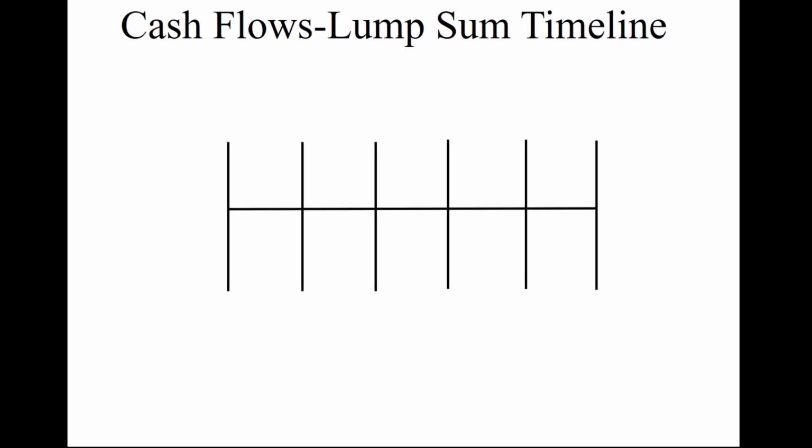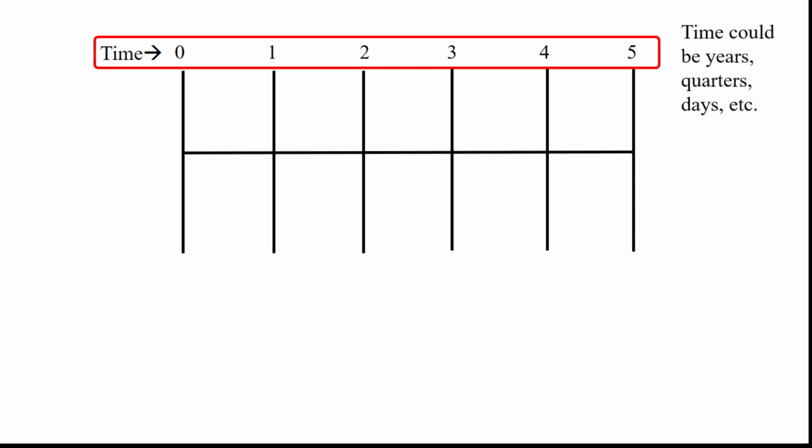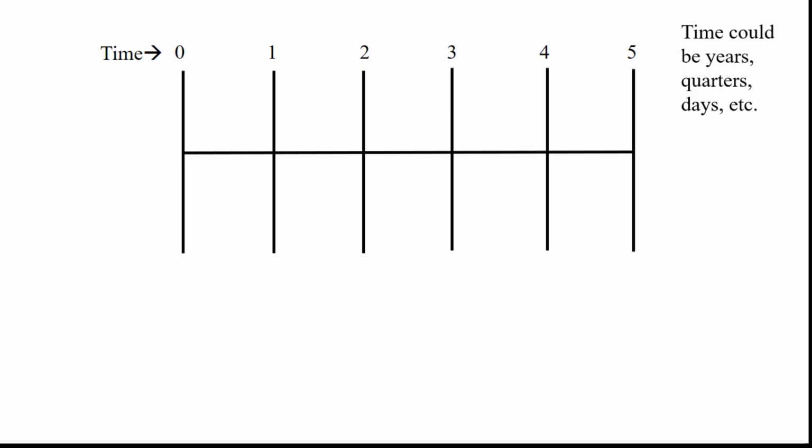In order to set up our timeline, normally we'll put time across the top, and time could be years, quarters, days, or some amount of time, months, weeks, whatever it needs to be for that particular exercise. Cash flows will normally be listed below the timeline.